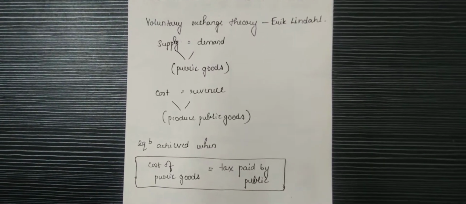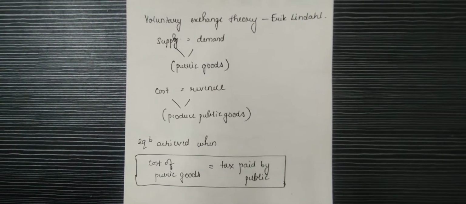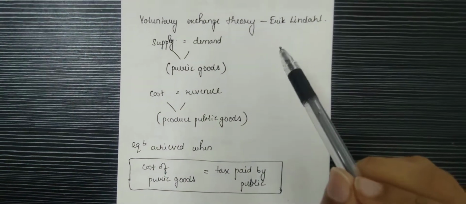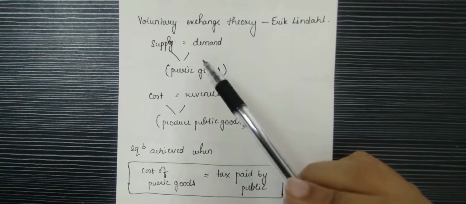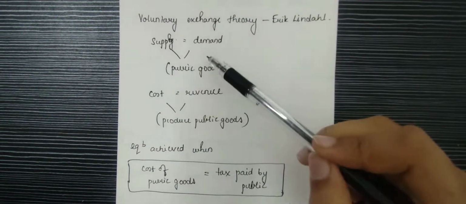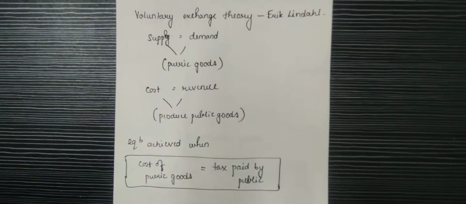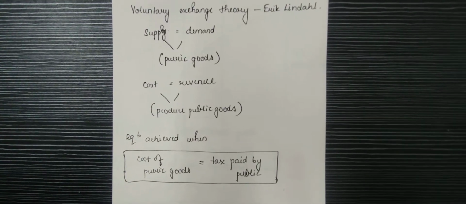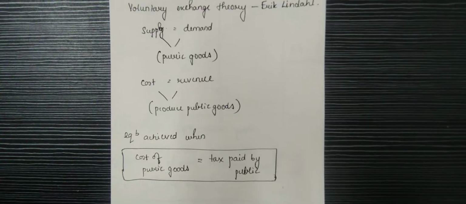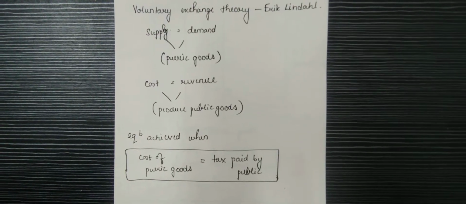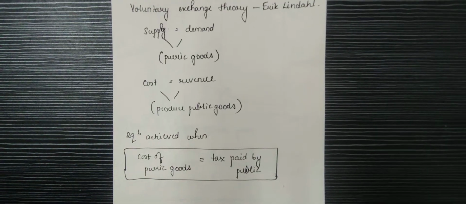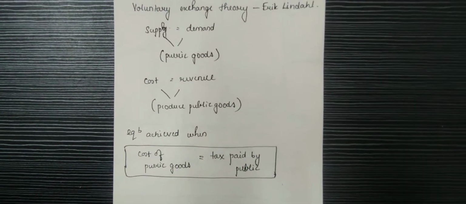So the equilibrium can only be achieved when the supply and demand is equal, right? So over here in this theory, the supply of public goods should be equal to the demand of public goods, which is nothing but the cost. Supply is nothing but how much is the government providing in terms of public goods, and demand is nothing but how much is the public using those goods.